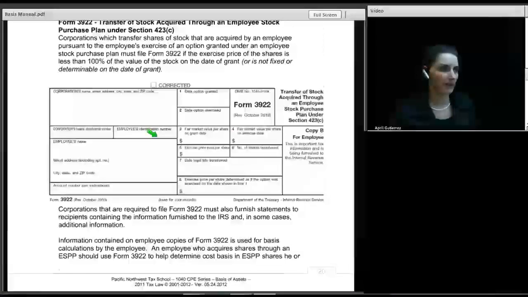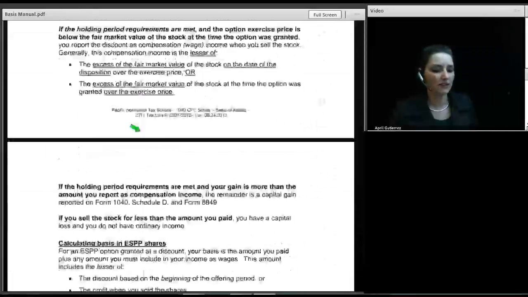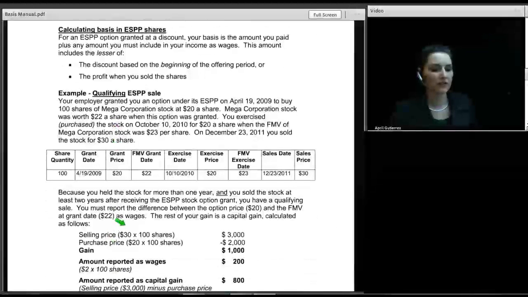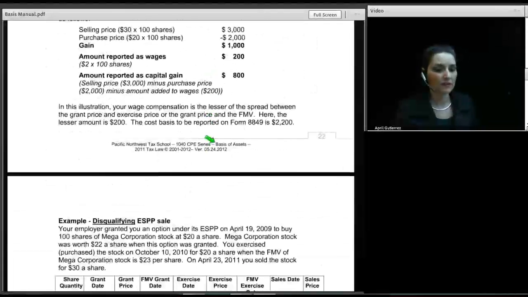If I meet the holding periods, I get a little bit better tax treatment, but you can see it's not perfection of tax treatment as we have in ISOs, because with ISOs, we'd have no wage income at all. But with ESPPs, there's always a certain amount of wage income. It's just whether the wage income is going to be the difference between the grant price and the fair market value on the grant date, or the grant price and the fair market value on the exercise date. And if I meet the holding period requirements, it's going to be the smaller number, and if I don't meet them, it's going to be the bigger number. So you want to see one with a bigger number?